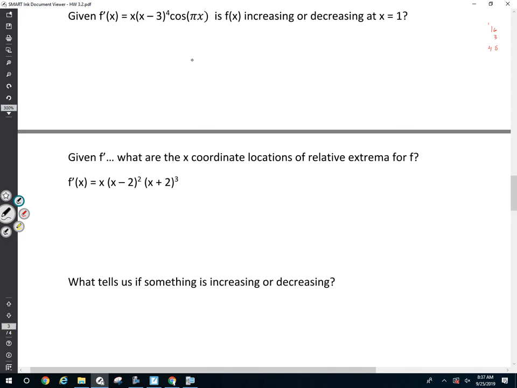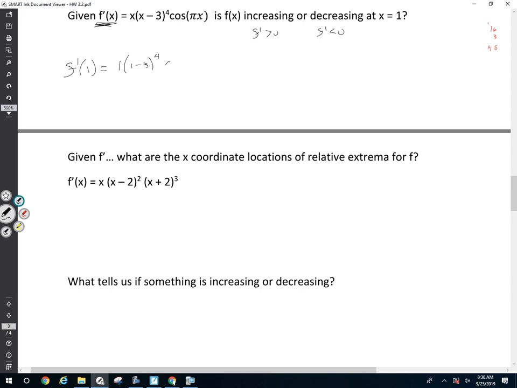Given f prime is this, is f increasing or decreasing at x equals 1? So it's very important to see we are given f prime. Since we are given f prime, I just need to figure out the sign of f prime. F is increasing if f prime is positive. F is decreasing if f prime is negative. All I need to do is figure out, is f prime of 1 positive or negative? I don't have to set this equal to 0. I don't have to do anything crazy.